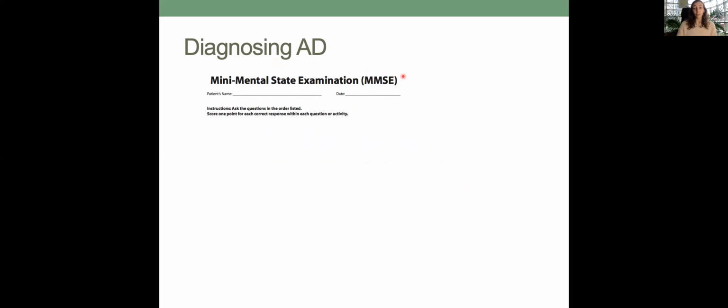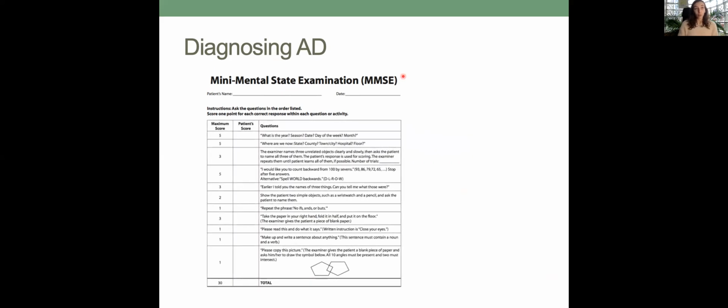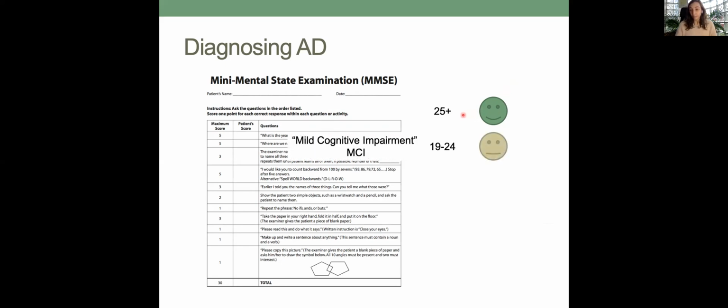It's out of a total of 30 points and designed to assess attention, awareness, and memory in a few different capacities. This is a quick example of what it looks like, and it's really quick to administer, but we're not going to go into the details of the questions right now because I want to review this together during our synchronous class time. Anyone who scores above a 25, remember this is out of 30, on the test is considered to be cognitively fine. A score of 19 to 24 is considered mild cognitive impairment, or MCI.